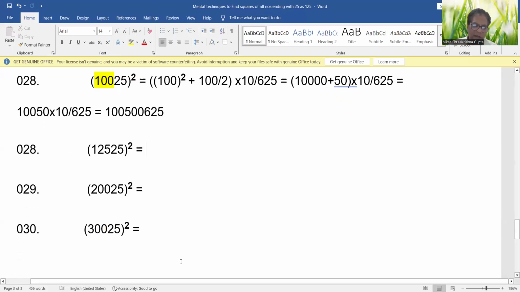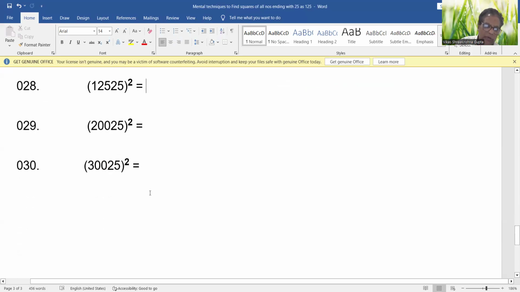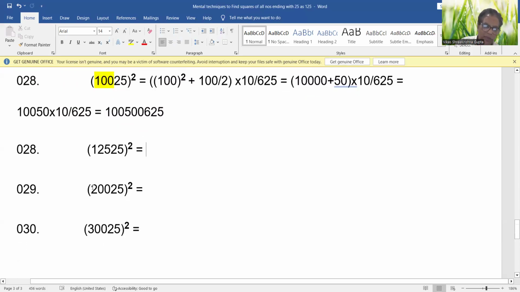In the same way, you have to find the square of all these numbers: 125, 200, 300. It's very easy because you have to simply consider the square of 200 and the square of 300. The square of 300 is 90,000, 9 followed by 4 zeros, and 200 is 4 followed by 4 zeros. 125 I already showed you is 15625, and then do all the other steps and you get the answer.